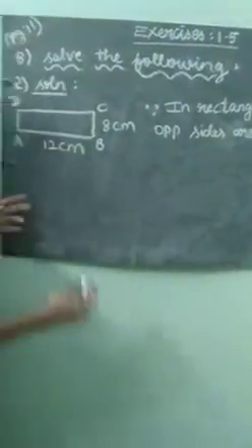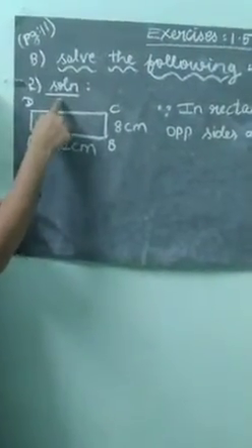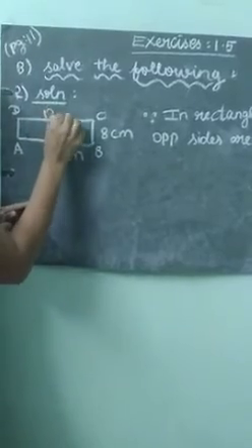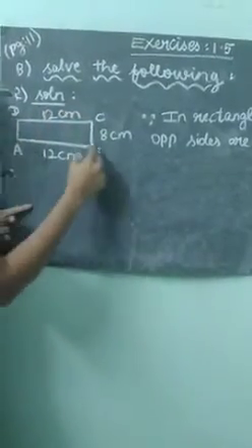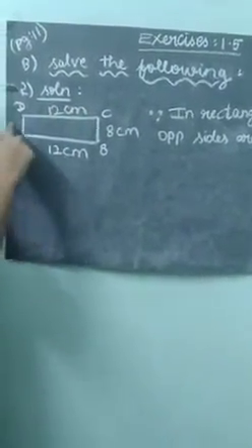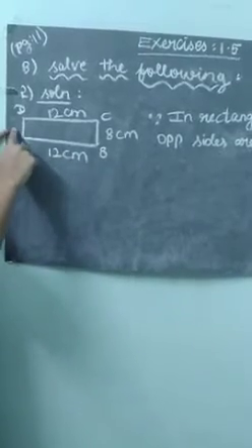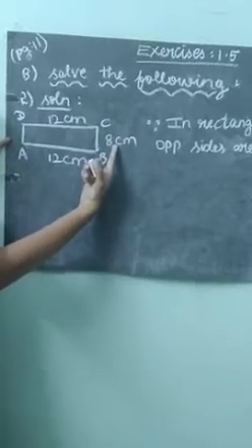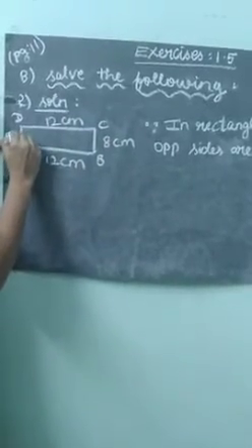Write a hint. Okay? So this is opposite to this. So here 12 centimeter means here also 12 centimeter. Take the pencil and draw the diagram. Okay. So now we want this measurement. So this is opposite to BC. So here 8 centimeter means here also 8 centimeter.